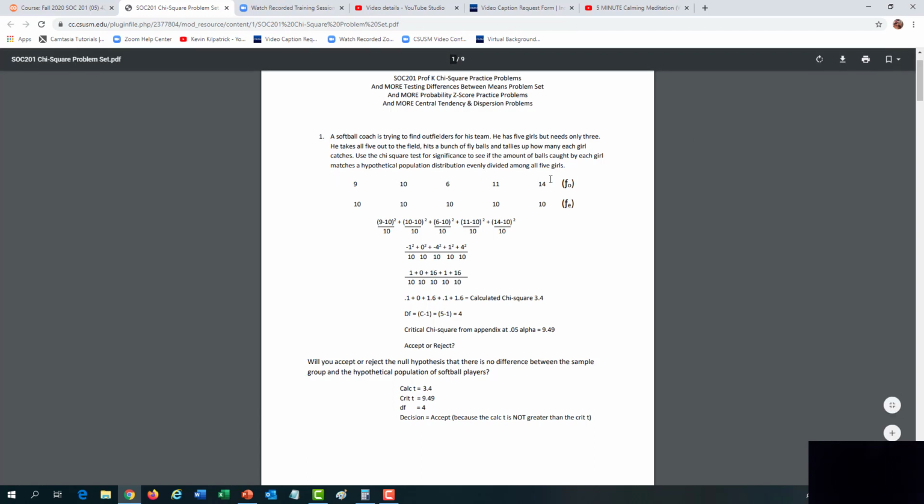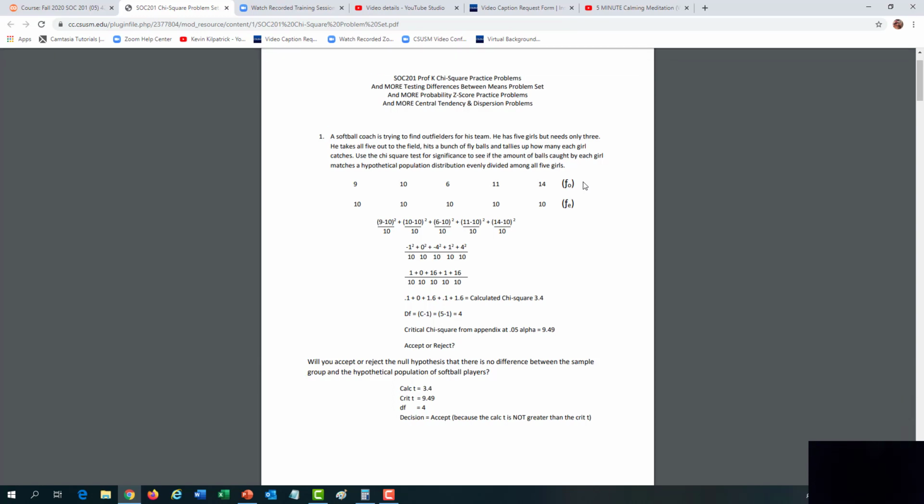So this is a problem with only one row of data. Okay, you can see the first row has the F sub 0. That means those are the observed frequencies. The second row are the expected frequencies. And the way I found that, remember, was I just added these numbers up. 9 plus 10 plus 6 plus 11 plus 14, that equals 50. And there are 5 numbers there, so I divide by 5, and that gives me an expected frequency of 10 for every one of these numbers.